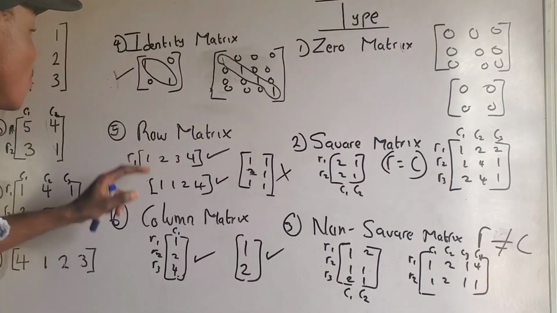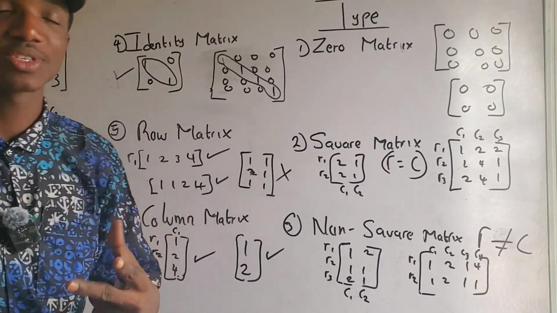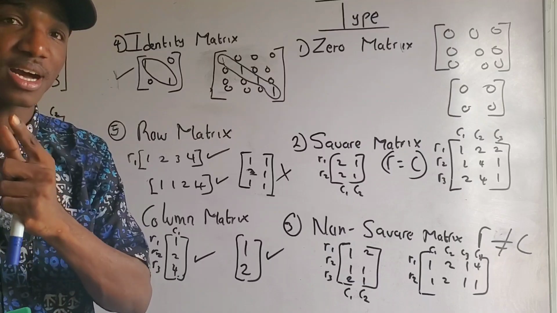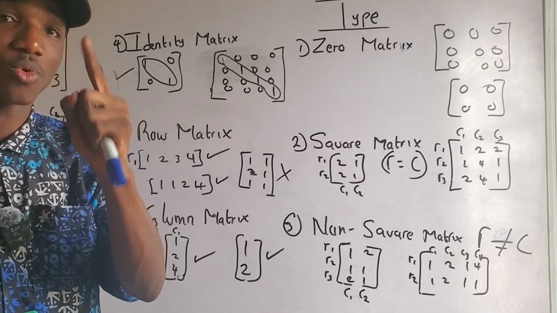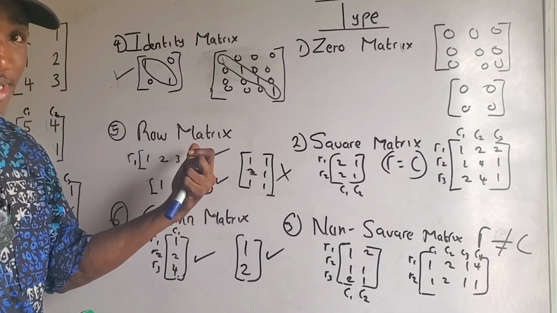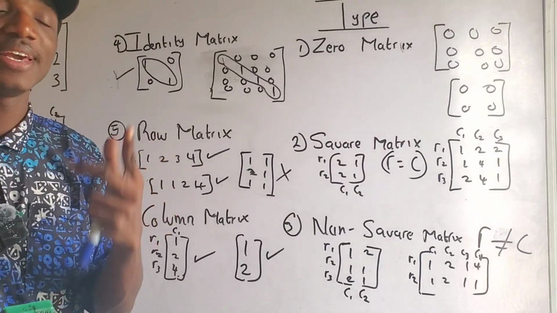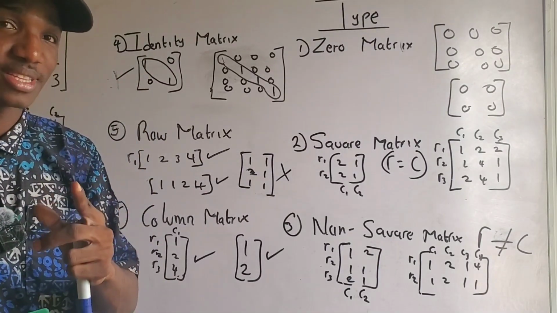Okay. Now we have row matrix. Row matrix is a matrix that has only a single row, no matter the numbers of columns that it has. Provided that it has only a single row, it can be called row matrix. Are you getting it? Now the column matrix is a kind of matrix that has only a single column. So don't forget this. Okay.